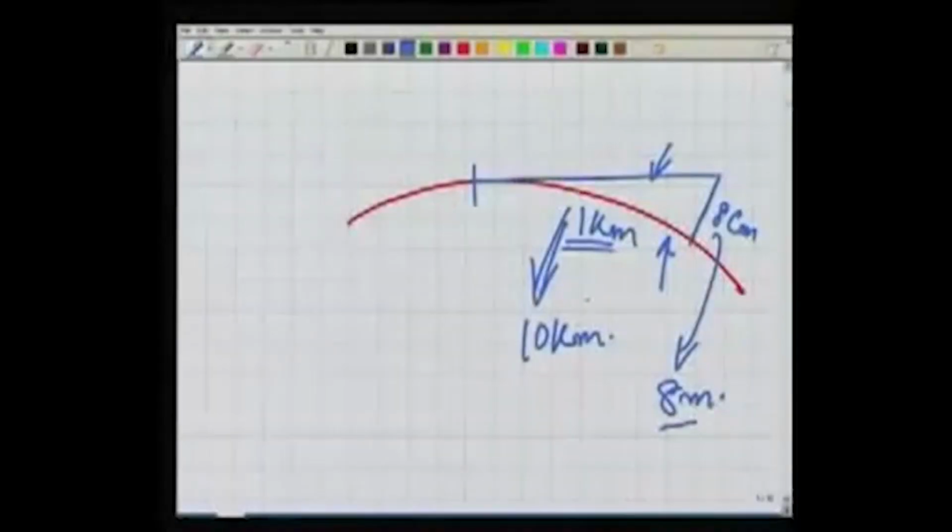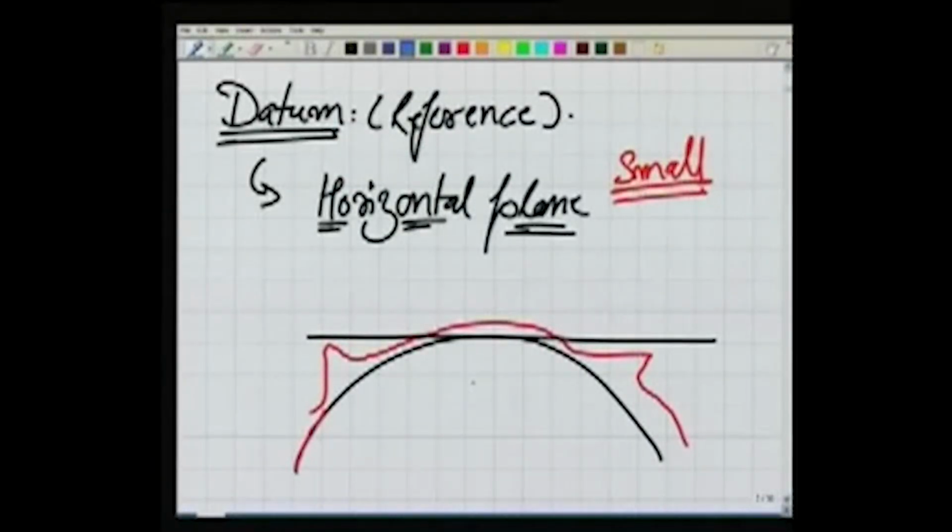Now, because just in 1 kilometer it is going away by 8 centimeters, what is the meaning of that? The meaning is, the moment our areas are bigger, our horizontal plane starts deviating from the average curvature of the earth. Well, what is the problem because of that? Let us look here. If I am taking this horizontal surface as the reference, I am finding the RLs of points with reference to this.